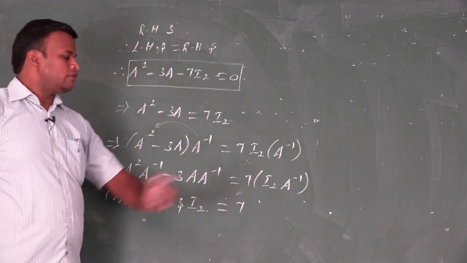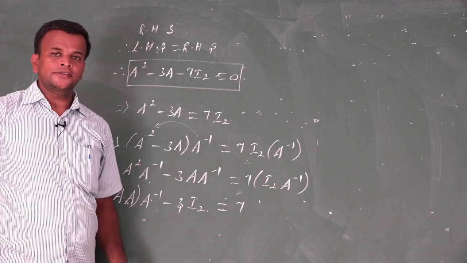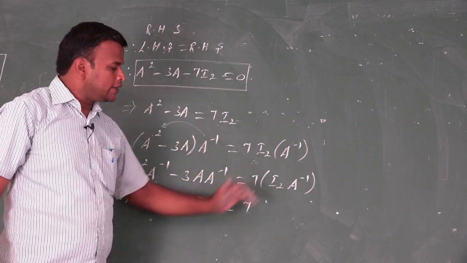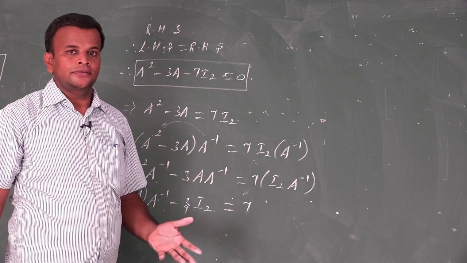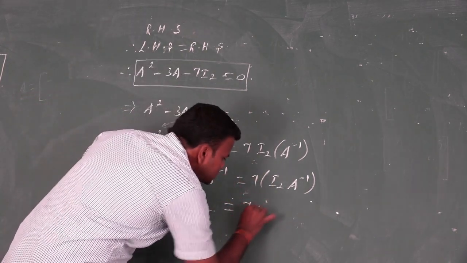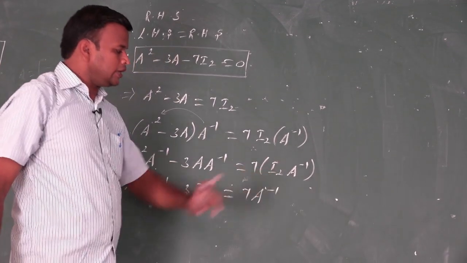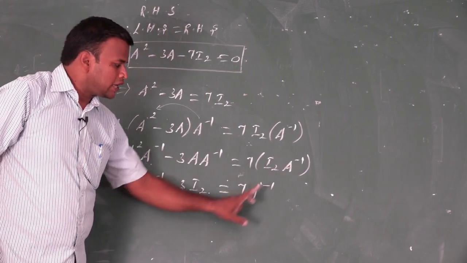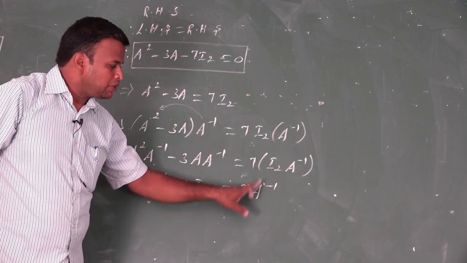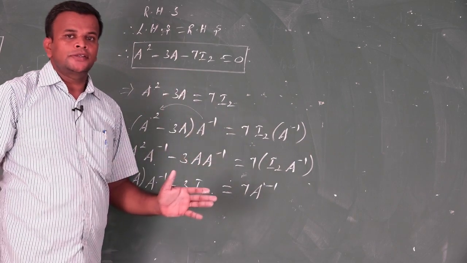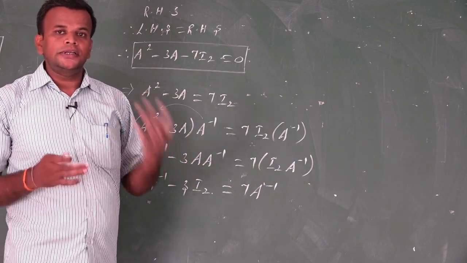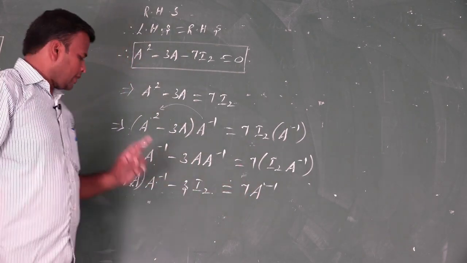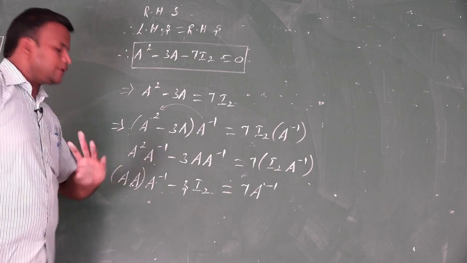7. What is the value of I2 into A inverse? I2 is the identity matrix. When we multiply any matrix by the identity matrix, we get the same matrix. So the value of I2 into A inverse is A inverse. If A inverse is there, I put A inverse; if B is there, I put B; if C is there, I put C, because I2 is the identity matrix. Any matrix multiplied with the identity gives the same matrix. So 7 A inverse. In the LHS, A square is A into A into A inverse.